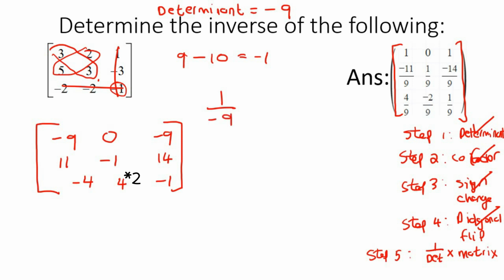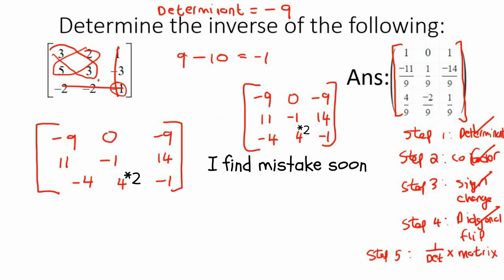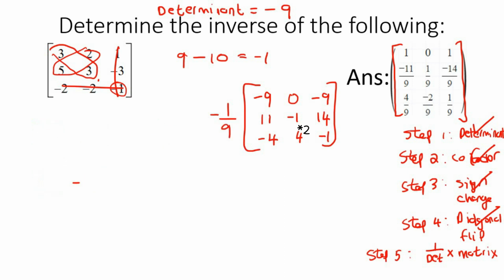So 1 over negative 9. And then we're going to multiply that by this new matrix that we've just made. So it's like this, like that, like that, like that, negative 4, 4, and negative 1. Okay, so now you just take that 1 over negative 9, which is the same as negative 1 over 9, and you're going to multiply that to every single element.